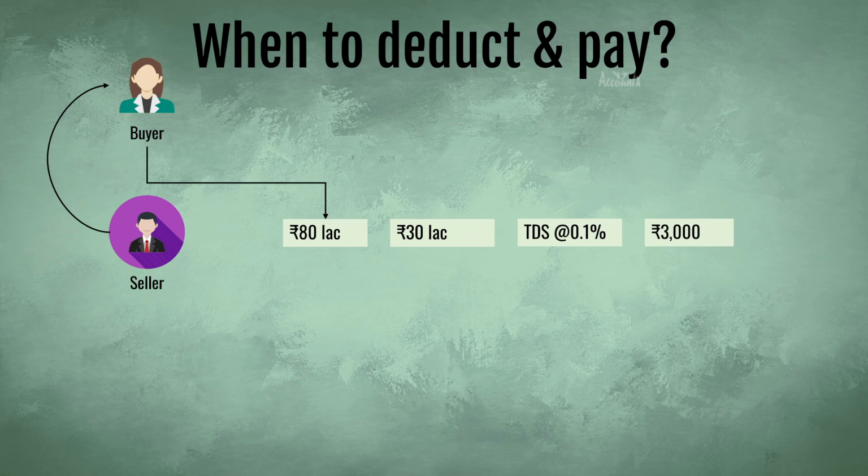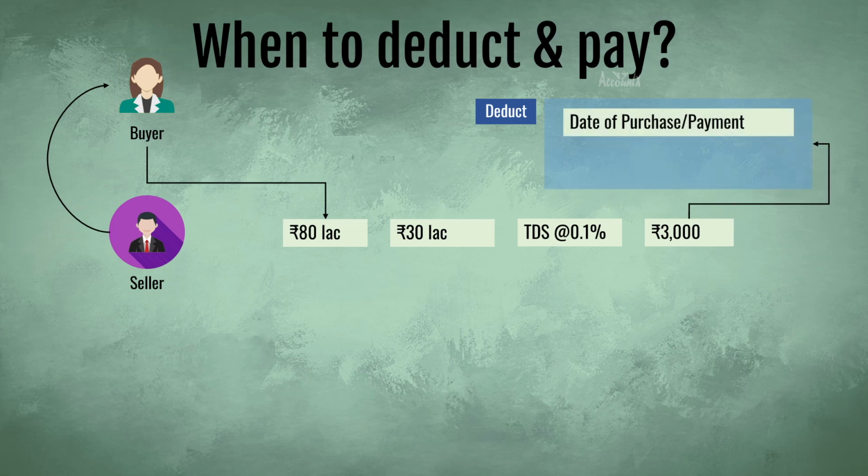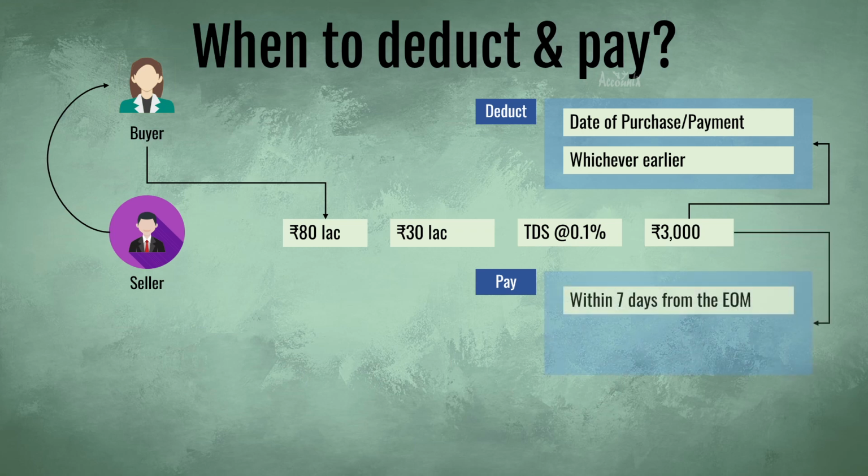Continuing with the same example, the TDS of 3000 has to be deducted either at the time of purchase or at the time of payment, whichever is earlier. And once this is deducted, there are some time limits within which the payment has to be made, and this time limit is within 7 days from the end of the month in which the deduction is made. But if this transaction is related to the month of March, then TDS has to be paid by 30th April.